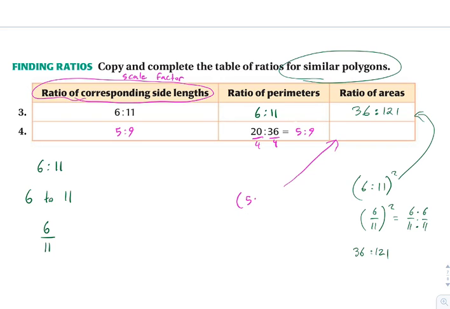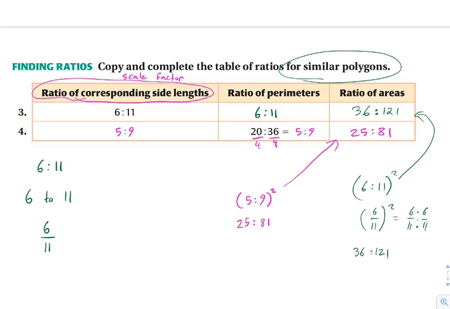So we had a 5 to 9 in one dimension, so every single length got enlarged from a value of 5 units to a value of 9 units in that proportion. So if we square it, then the two areas of the figures actually relate in a 25 to 81 ratio.